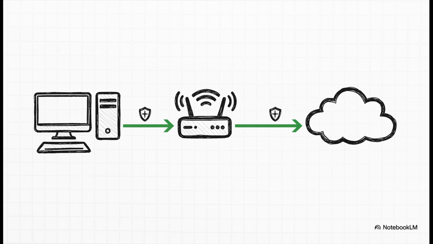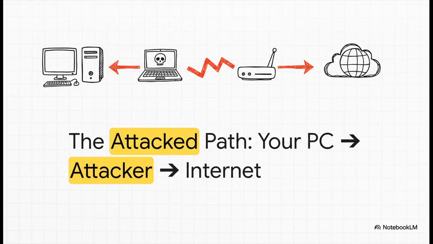Under normal, happy circumstances, the path your data takes is simple and secure. It goes from your computer, straight to your router, and then out to the big wide internet. Clean. But after an ARP spoofing attack, that path gets a detour, and you'd never even know it. Now, your data flows from your computer straight to the attacker's machine. They look at it, maybe copy it, and then forward it on to the real router. They've just wedged themselves right into the middle of your conversation.